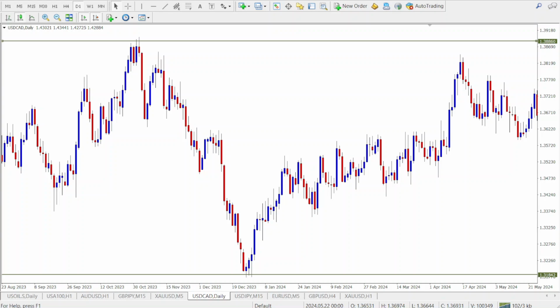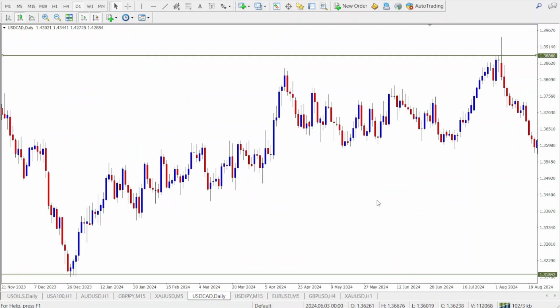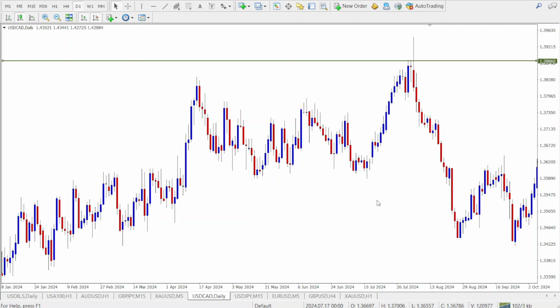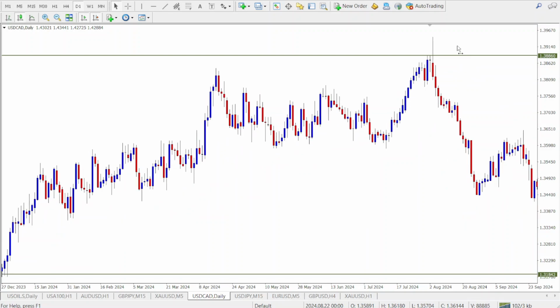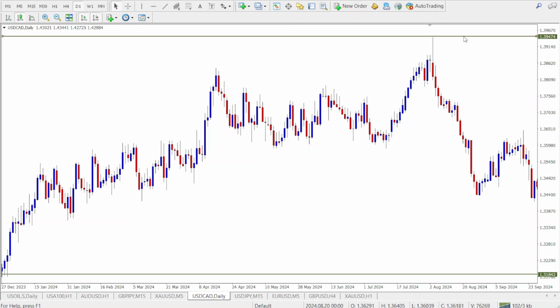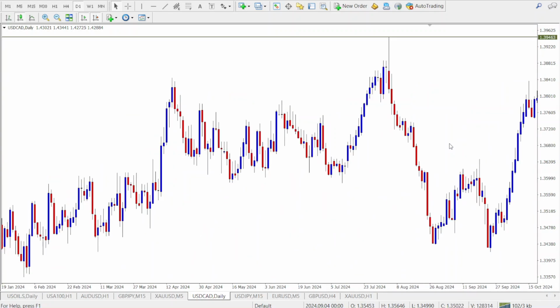Now, a quick tip: swing highs and lows are not fixed. They evolve as new price action unfolds. So you ought to keep your charts updated to stay in tune with the market rhythm.